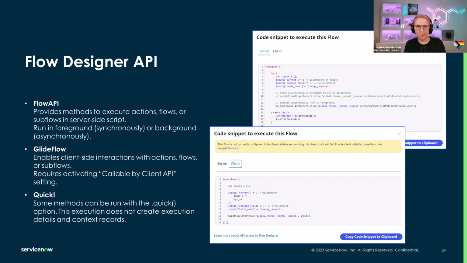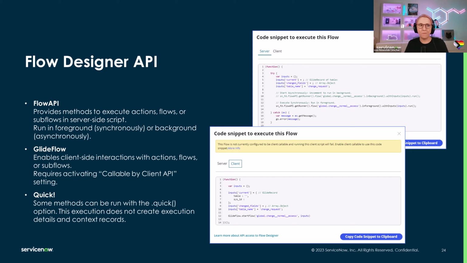And as far as I know, client-side scripts will run synchronously anyways. But to make this work and to use this, you first have to activate the checkbox that says callable by client API, and that is a per flow setting that you can set in the flow properties from the overflow menu in the top right. And then, similarly to how you do for script includes. Yes. Exactly. So you first have to enable that and make sure that the flow knows that it is allowed to run in the client context.